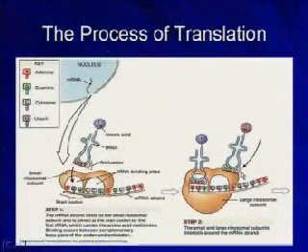Now, in the process of translation, the messenger RNA strand binds to small ribosomal subunits. It's used to join the start codon by the first transfer RNA, which carries the amino acid methionine. Binding occurs between the complementary base pairs of the codon and the anticodon. And then in the second step, the small and large ribosomal subunits interlock around the messenger RNA strand.